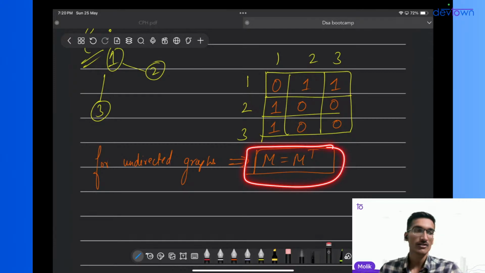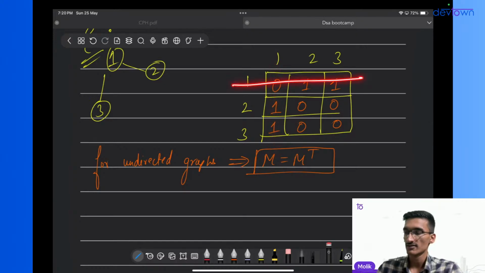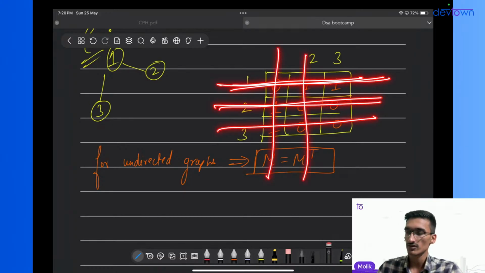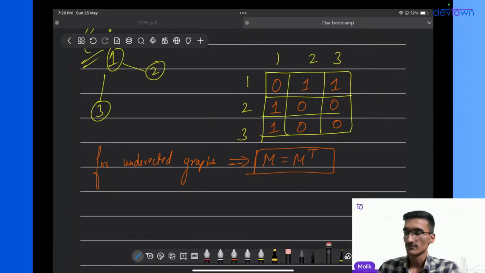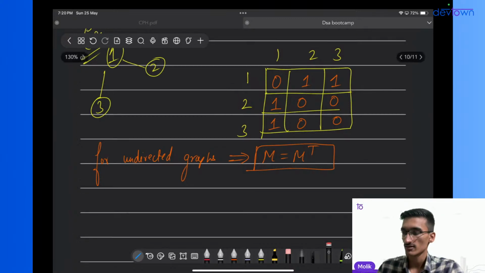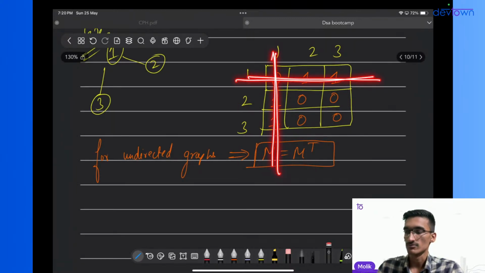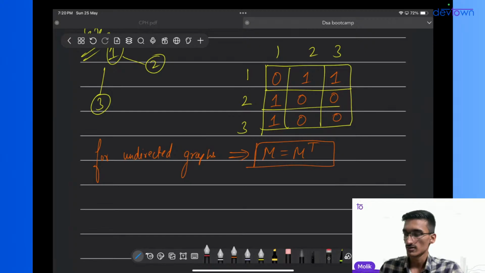For those of you who don't know what the transpose of a matrix is, for example, this is the first row, this is the second row, this is the third row. You make the first row the first column, the second row the second column, and the third row the third column. You don't really rotate. You swap every row with every column. Basically, you swap (r, c) with (c, r). That's how you create a transpose of a matrix.